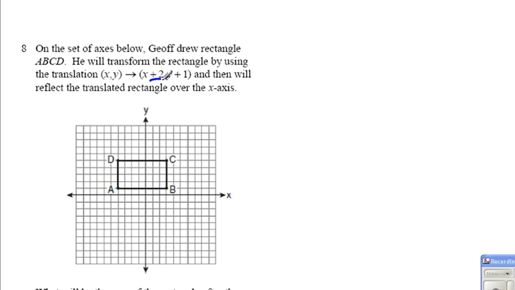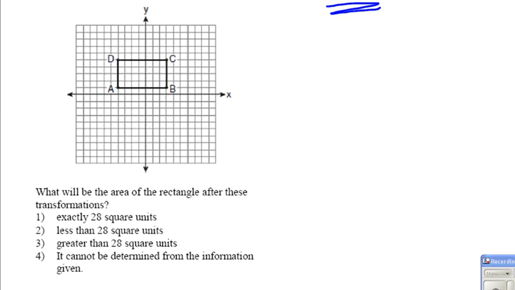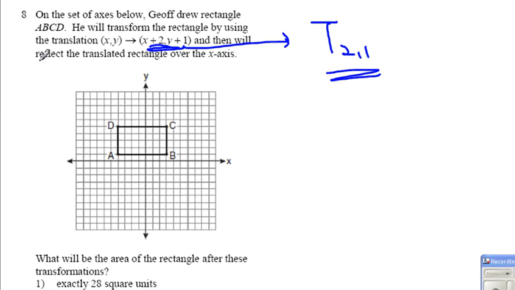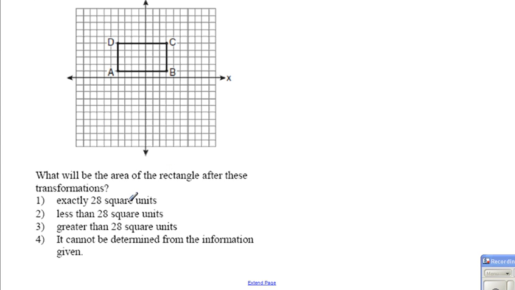Alright, so this basically means we are looking at the translation of (2, 1). When you translate any figure and then reflect it about the x-axis, reflection and then translation, they don't change the area at all. So therefore, our answer would be exactly 28 units.